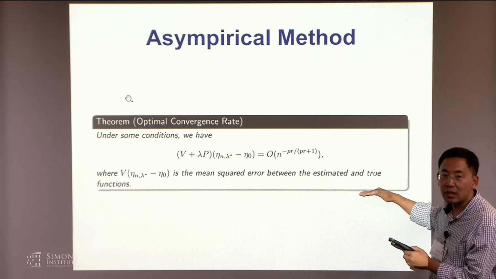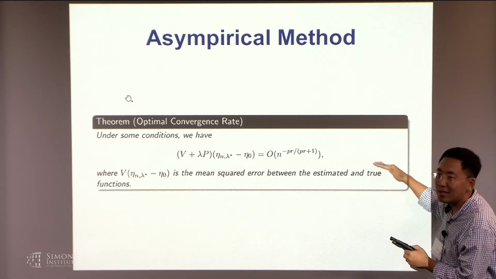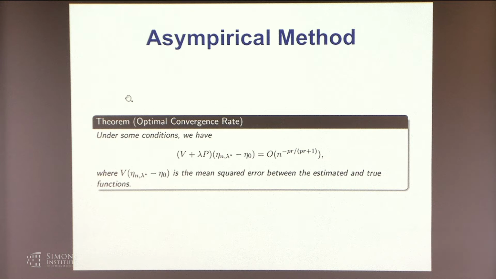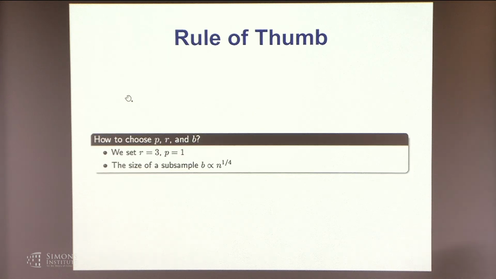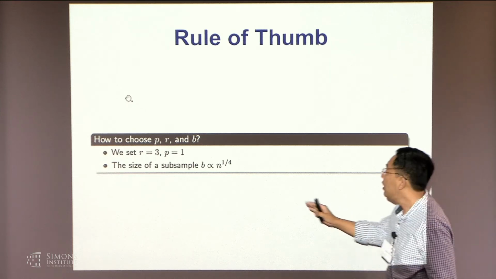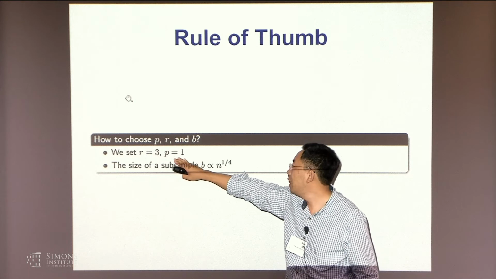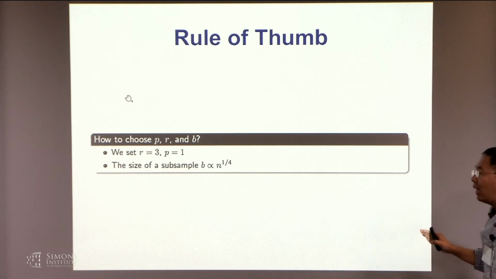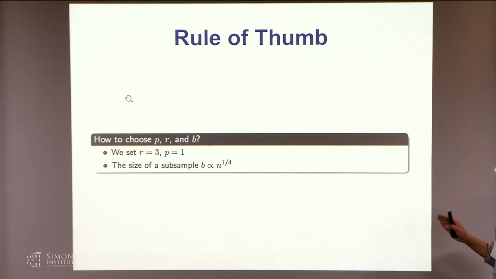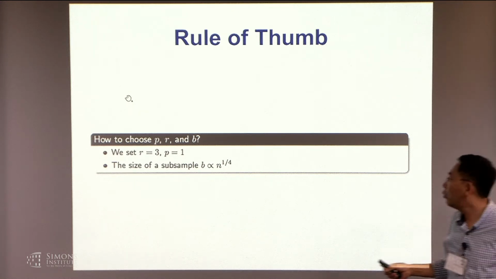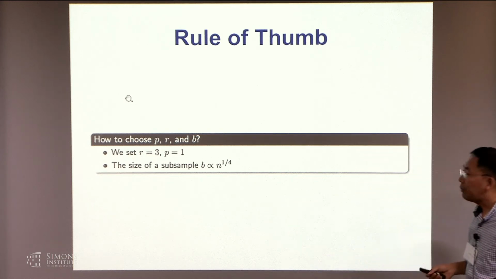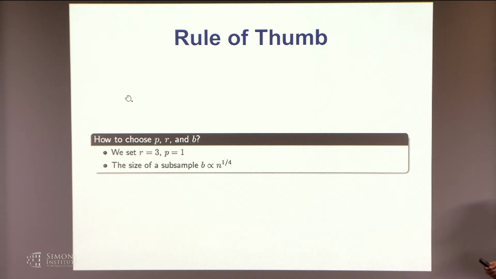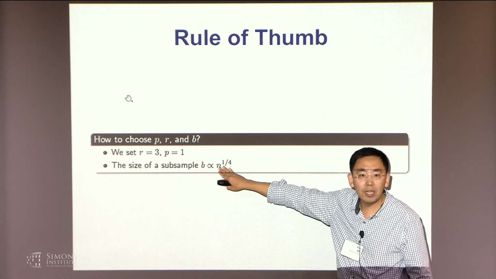This is a classical consistent theory for this nonparametric regression. We were not talking about these details. In practice, how to set up these R and P? P typically you can take 1, and then R you can set equal to 3. But for quite different cases, you could choose different things. And then what we find is our subsample size typically equal to a quarter power of n should be good.